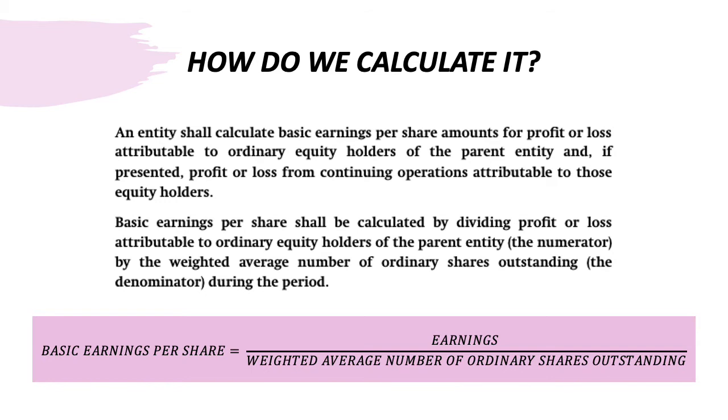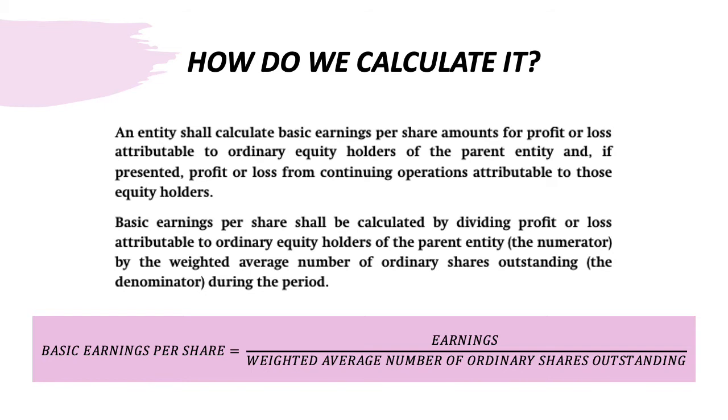Importantly, if you're working with a group and you are asked to calculate the earnings per share for the group, your numerator will be the profit or loss attributable to owners of the parent. Now remember, the profit or loss attributable to the owners of the parent consists of the profit of the parent as well as a portion of the profit of the subsidiary, which we as the parent are entitled to due to our interest in the subsidiary.